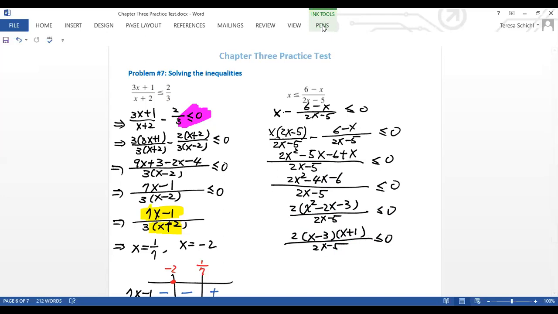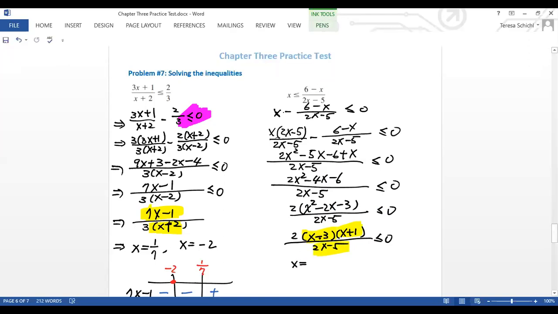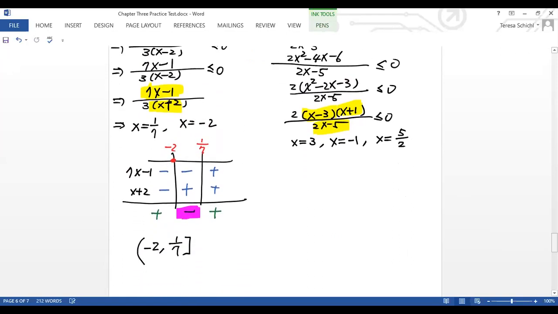Okay, so now I have factored everything, so I can set all these factors equal to 0. So x is going to be equal to what? x minus 3 equal to 0, x equal to 3. x plus 1 equal to 0, x equal to -1. 2x minus 5 equal to 0, x equal to 5/2. Okay, after that, we just do our little table to decide where we go, right? So here, this is our little table.